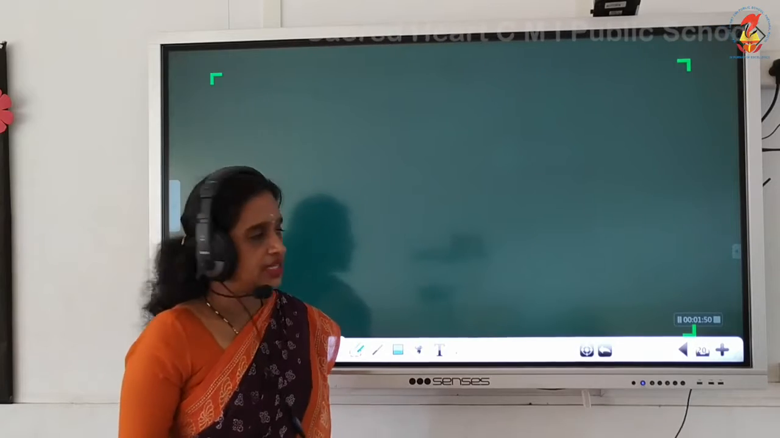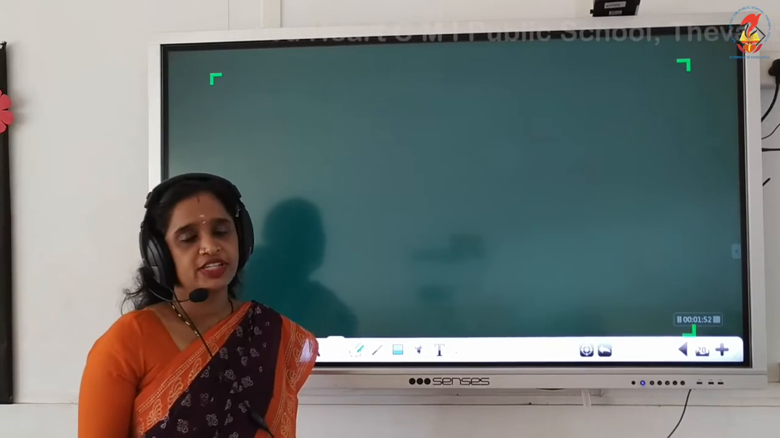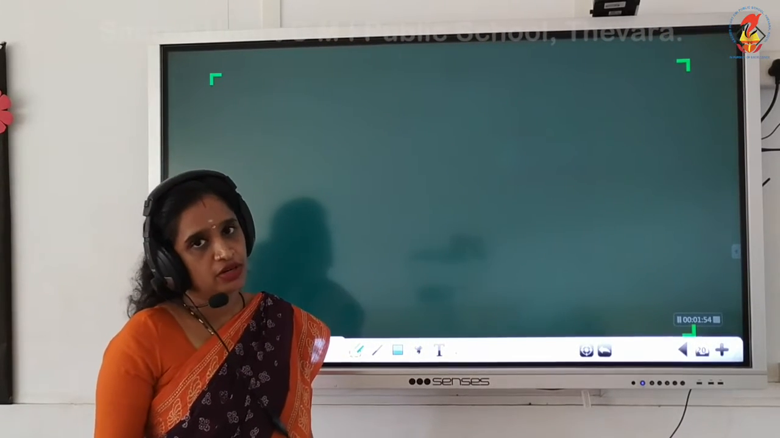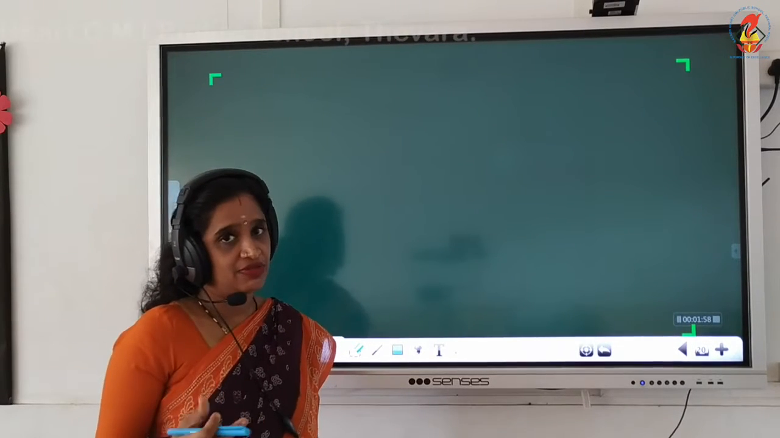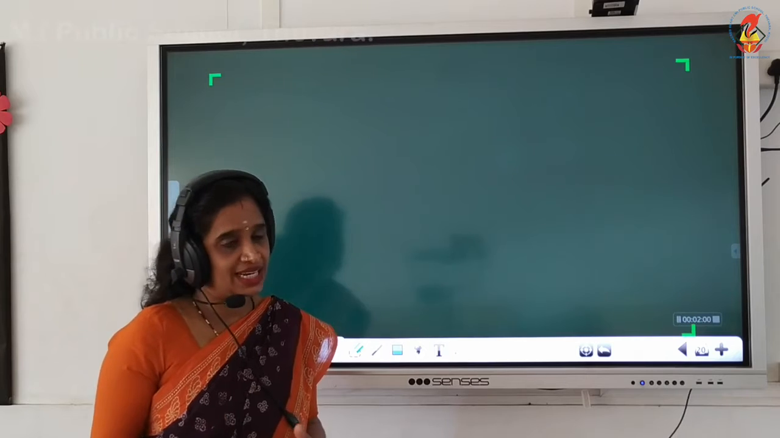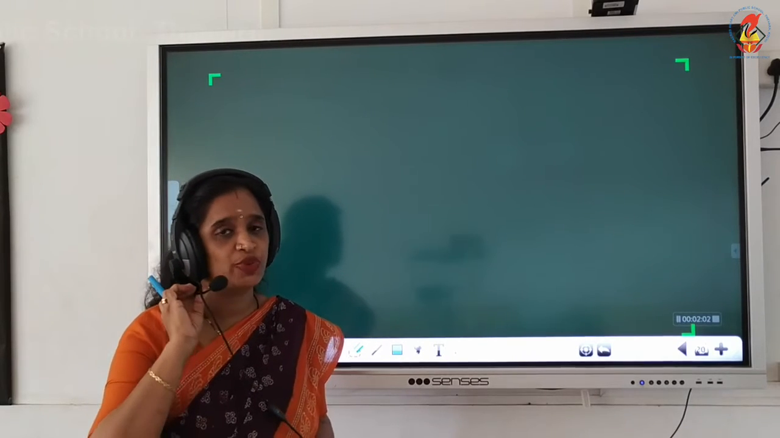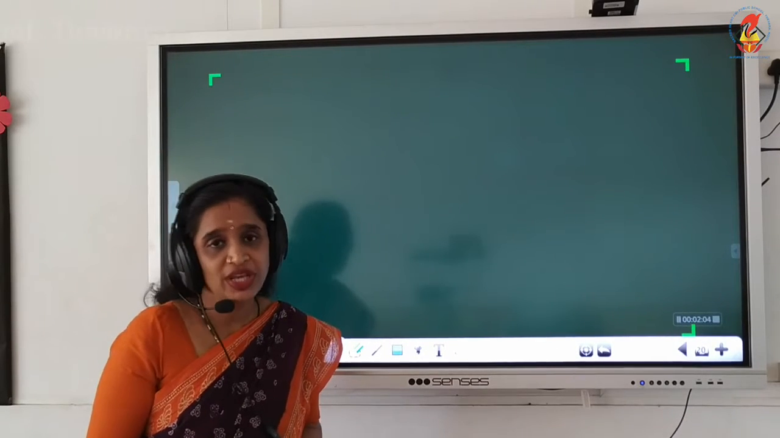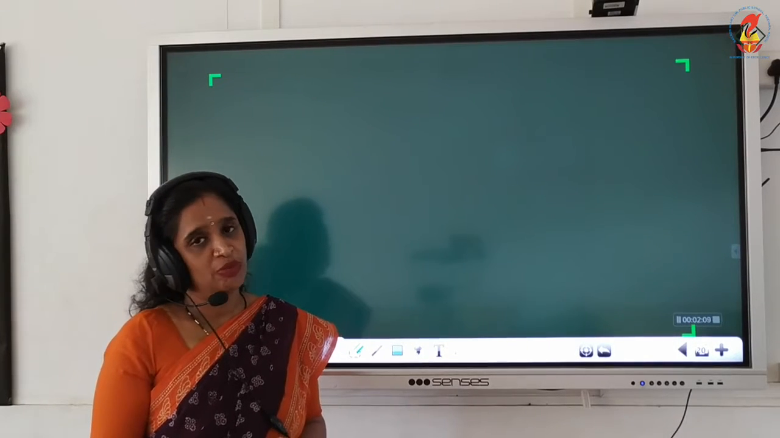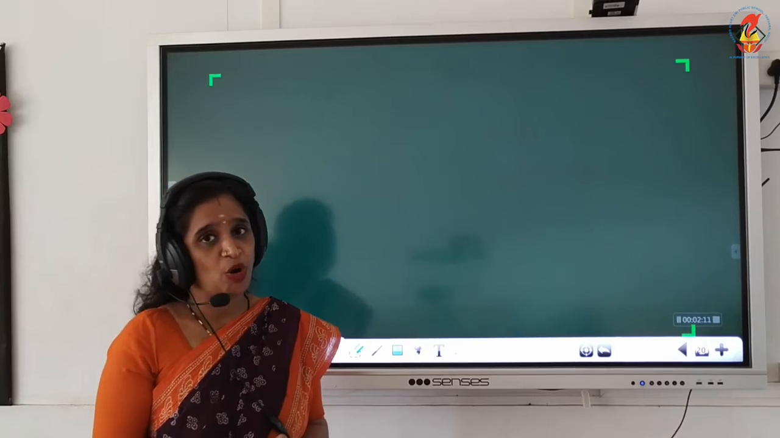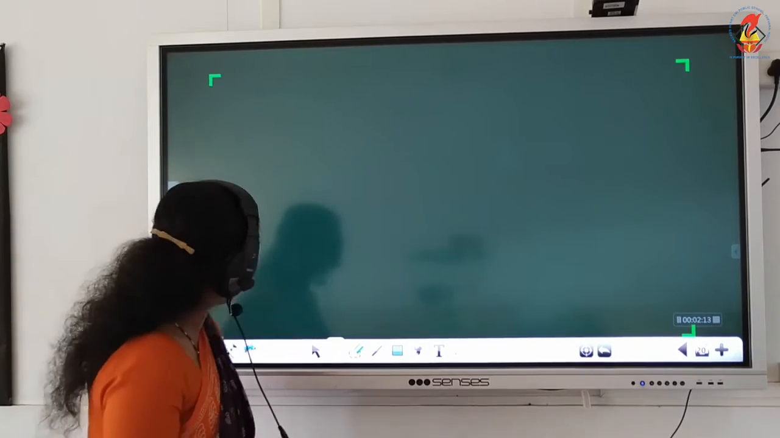Children, we were discussing the first component of the current account, that is visible items, and then we came to know how it is getting balanced. It is balanced when the export of goods is equal to the import of goods. Likewise, we will move on to the next component of the current account.